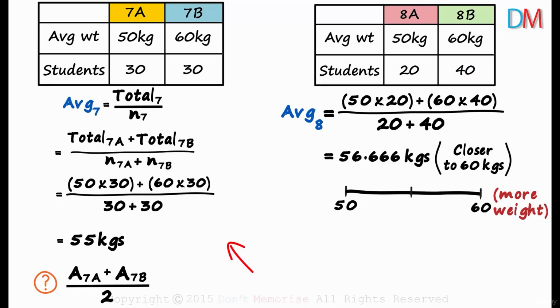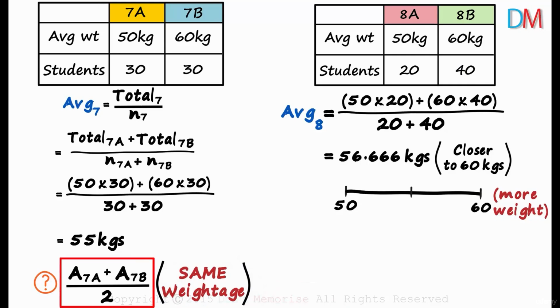Now we go back to the class 7 problem. Why did this formula work here? It's because both divisions had the same number of students, same weightage. Only if the weightage is the same can we use this formula. Else we go with this one.